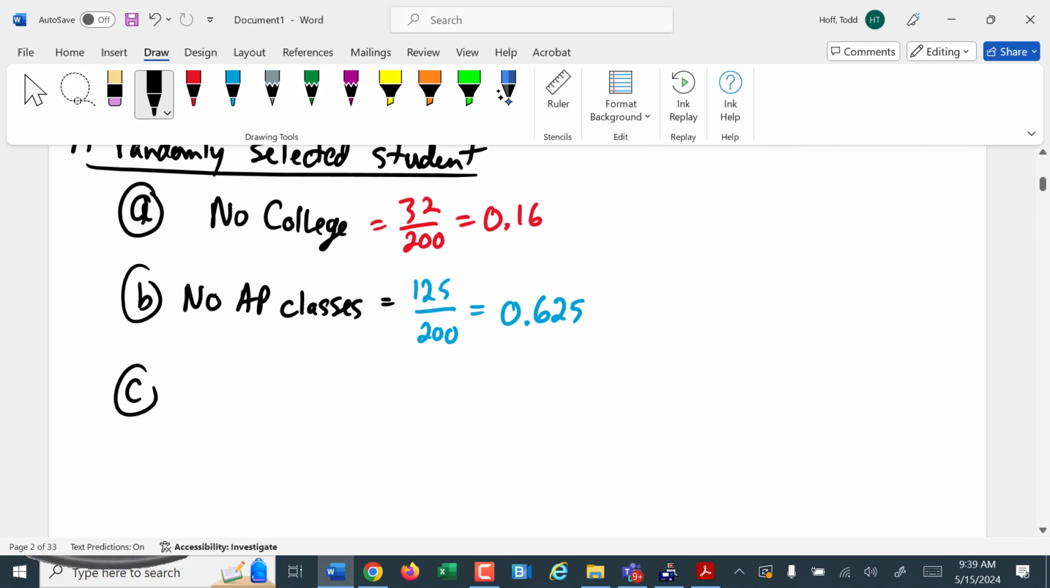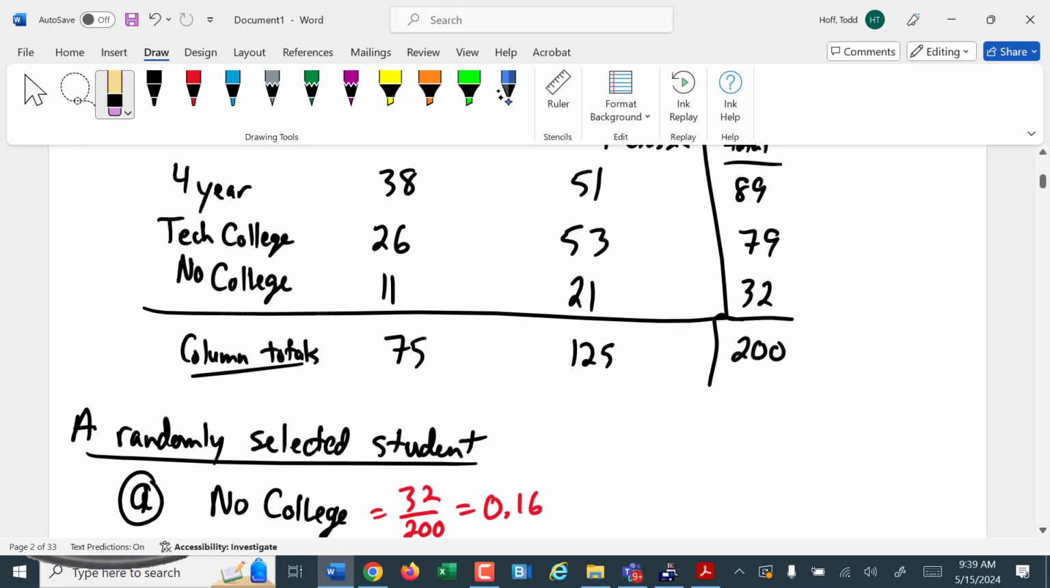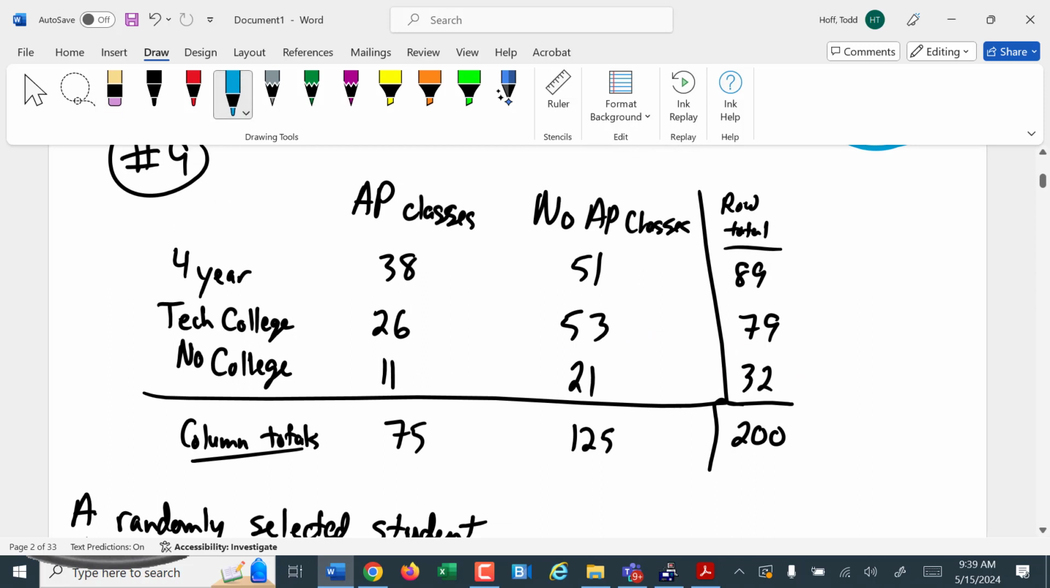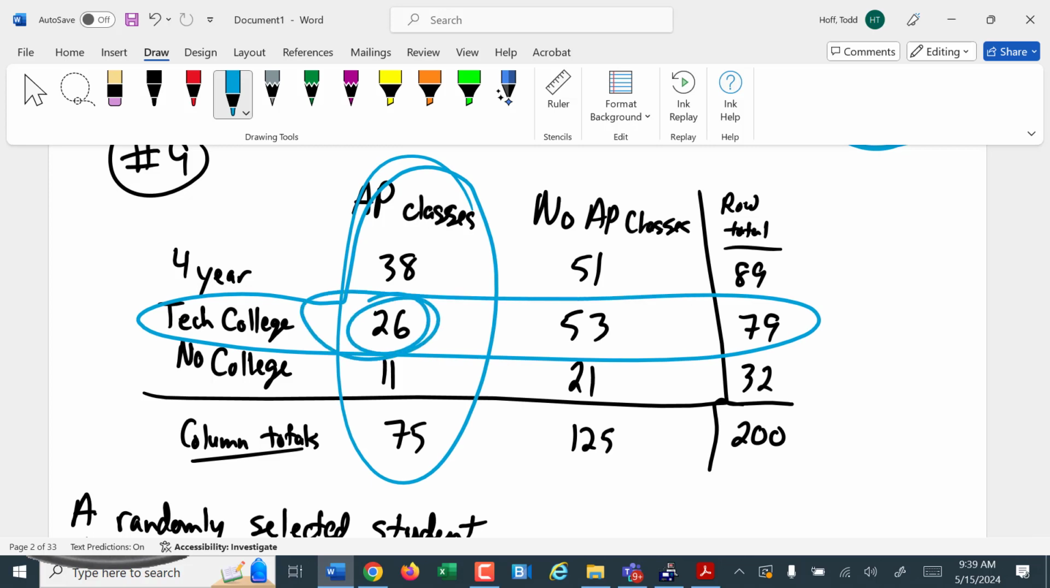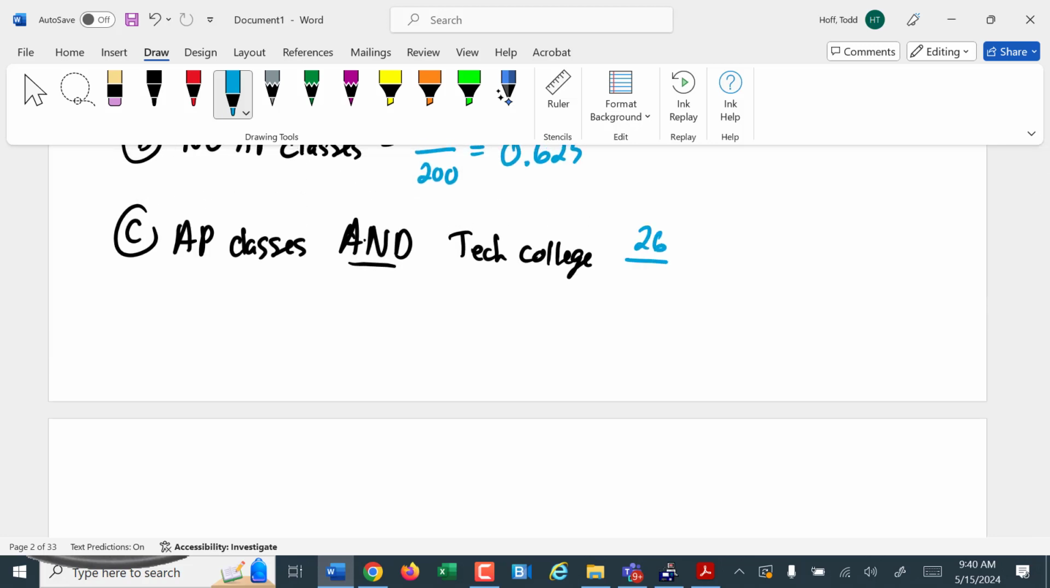What's the probability that they took AP classes and went to a tech college? So and means they did both. So if I come up here, AP classes are these. Tech college is these. The only ones who did both are these 26 students there, still out of the 200. So that's 26 out of 200. I divide that down, I get 0.13 is that probability.